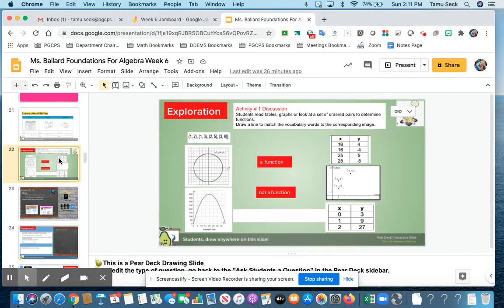Okay, now what I'd like you to do, and Miss Ballard is going to grade it, is I would like you to draw a line between function and not a function. Is it a function or is it not a function? Please pause the video for 4 minutes and then continue again so the students can answer this question.